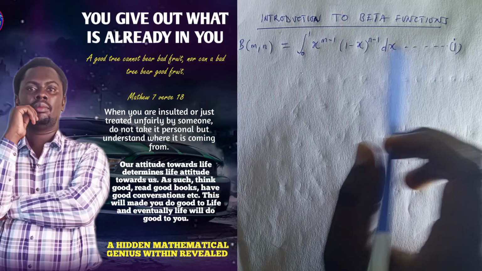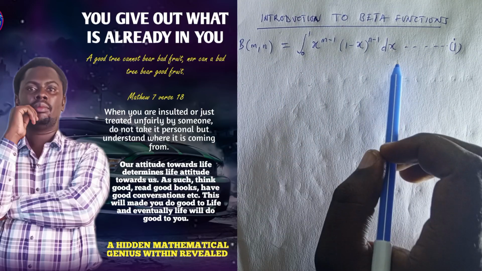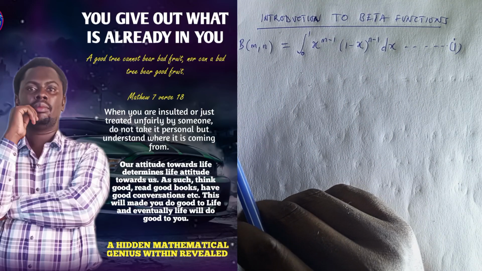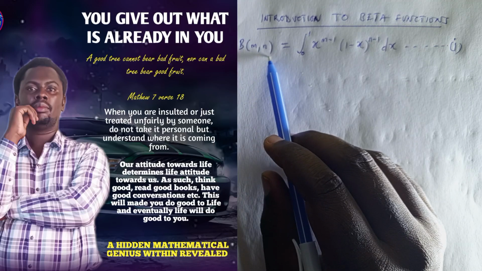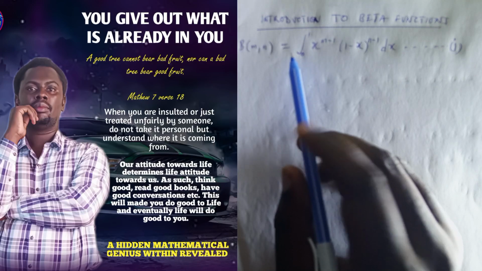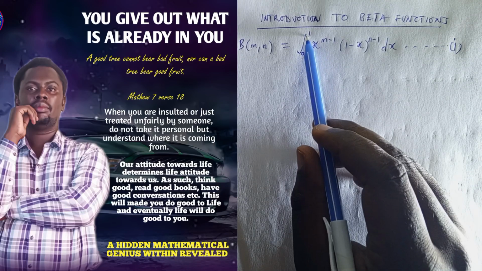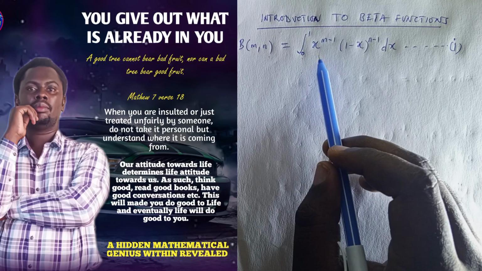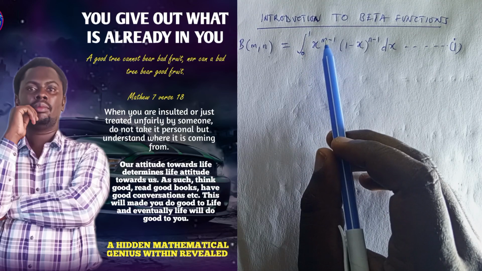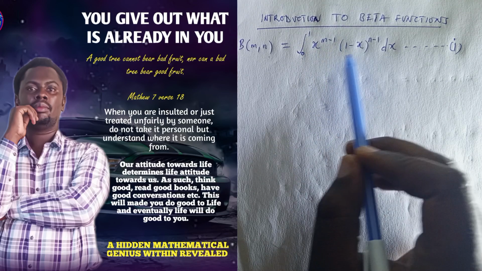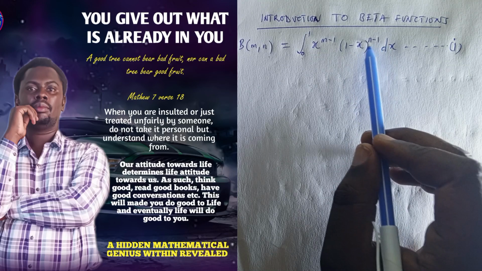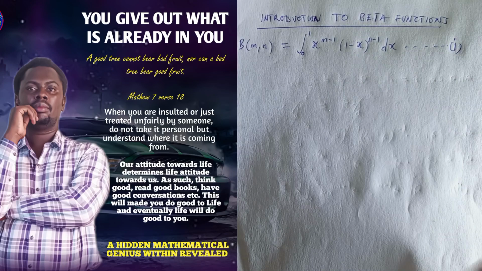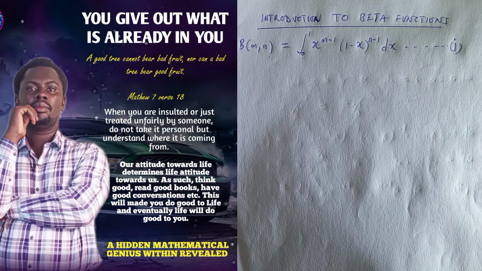So this is the basic definition of a beta function. So it's beta of m and n is equal to the integral from 0 to 1 of the product x to the power m minus 1 and 1 minus x to the power n minus 1 with respect to x.